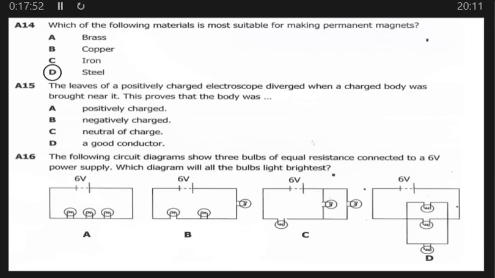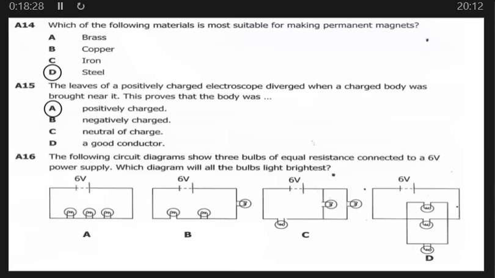Question number 15 reads, the leaves of a positively charged electroscope diverged when a charged body was brought near it. This proves that the body was A, positively charged, B, negatively charged, C, neutral of charge, then D, a good conductor. So the answer is A. If you want to understand how I knew that the answer is A, click the link, the video appearing here on static electricity. You will understand.